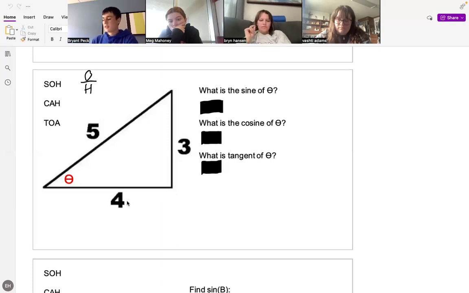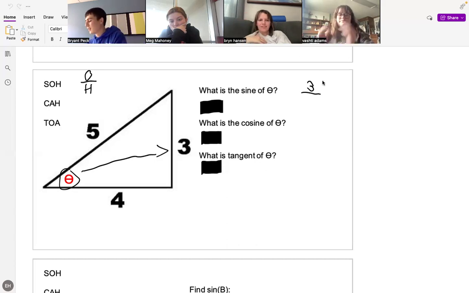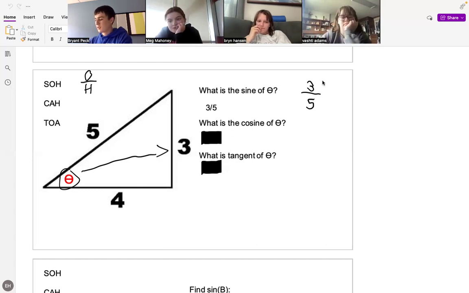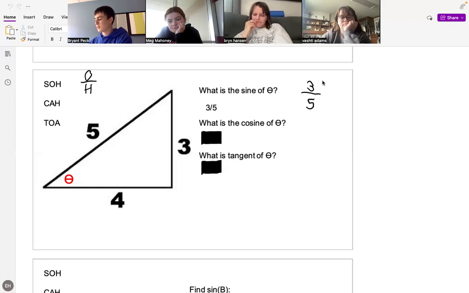So if we have theta here, what is our opposite side going to be? 3. 3, that's correct. So we have 3. And our hypotenuse, what would that be? 5, correct. So this is pretty simple, and it's just 3/5.